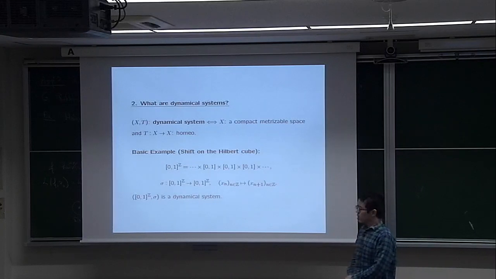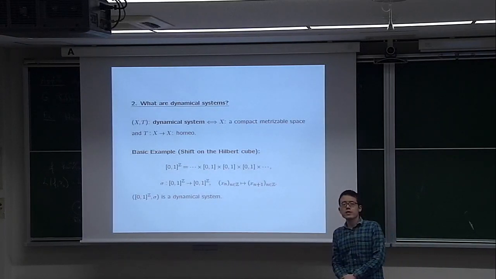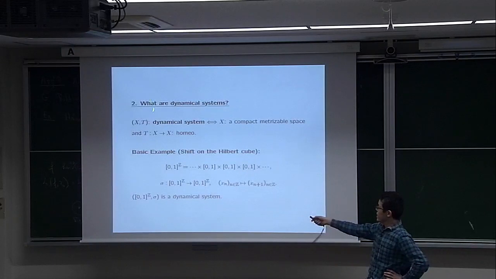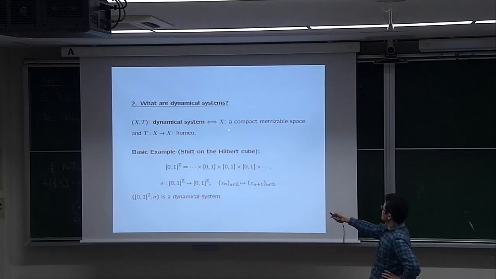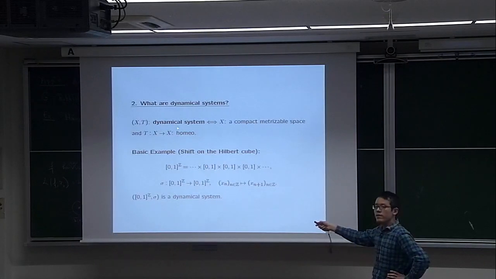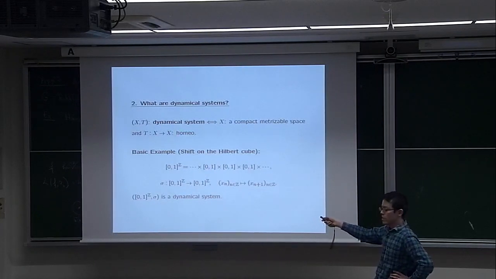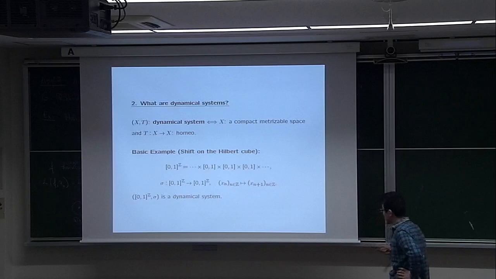So what are dynamical systems? In my talk, dynamical system means a pair (X, T). X is a compact metrizable space, and T is a homeomorphism of X. This is dynamical system in my talk.